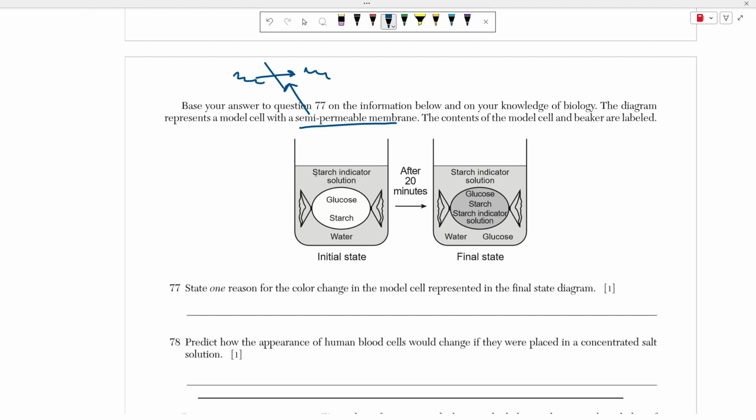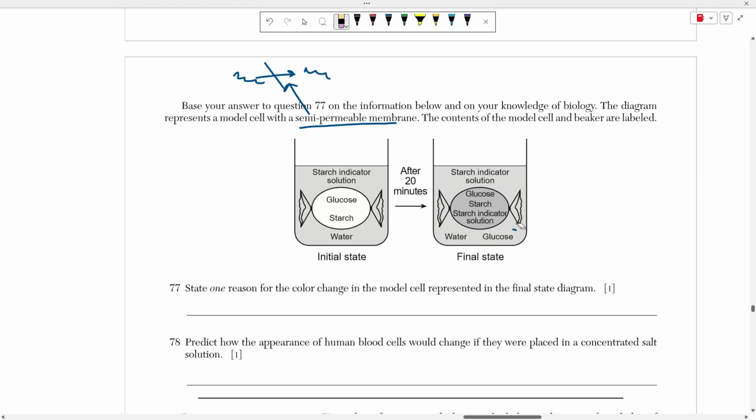Okay, so what happens is the starch indicator, any sort of indicator in a solution, is supposed to change color whenever it meets with the thing it's supposed to indicate. So starch indicator solution is supposed to change color, which is how it indicates that starch is present. Okay, and then glucose is just sugar and starch is just starch. So what happens is after you place this bag inside of water, the water now has glucose in it, and the starch indicator solution seeps into the bag and changes color.